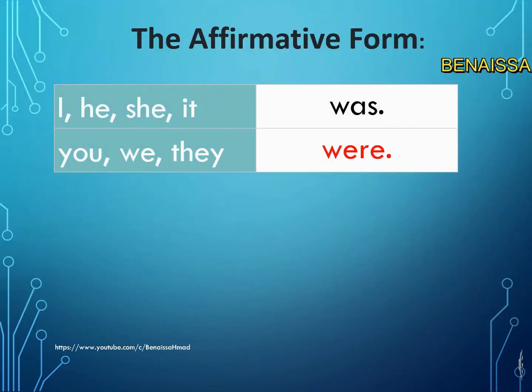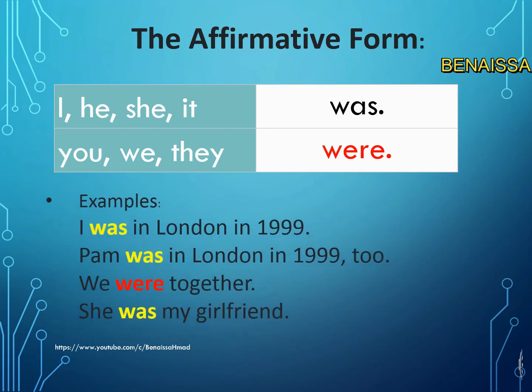So now let's try to write the rule, the affirmative form. We use was with I, he, she, and it. We use were with you, we, and they. For example, I was in London in 1999. Pam was in London in 1992, or he was. We were and she was, past.